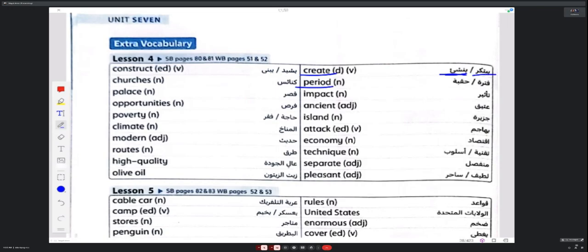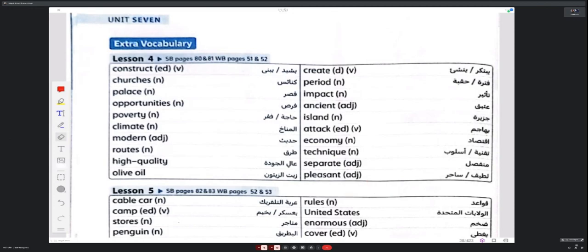Period. A period of time. Impact. Verb and a noun. It can take the preposition on after it, like effect on, impact on. Ancient. Island. Attack. Economy. Economic. Economical. Economy means the economy. Technique. A way of doing something, maybe a modern way of doing something, it is a technique. Separate from. Pleasant.